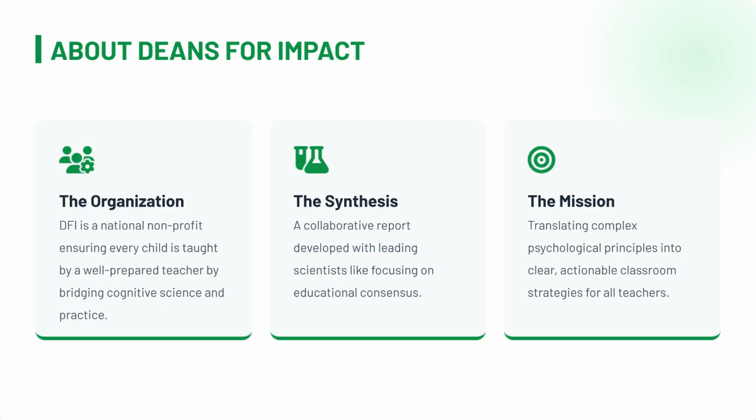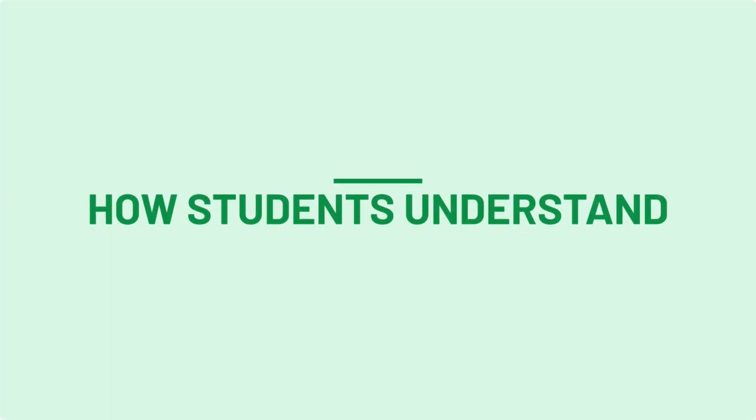Deans for Impact is a national nonprofit that bridges cognitive science and educational practice. This collaborative report, developed with leading scientists, translates complex psychological principles into clear, actionable classroom strategies for all teachers. Let's begin with our first core question. How do students understand new ideas?